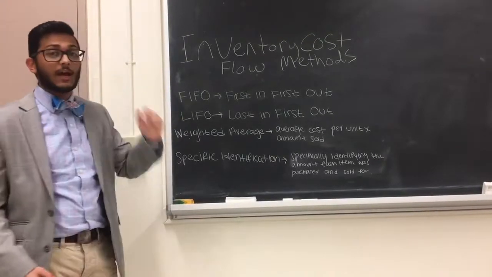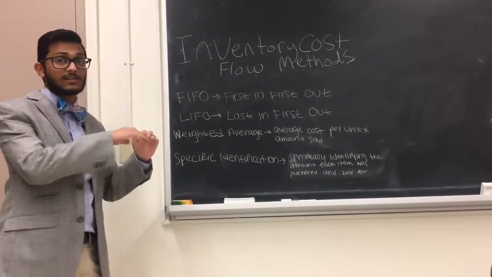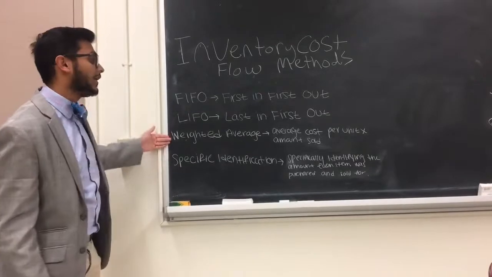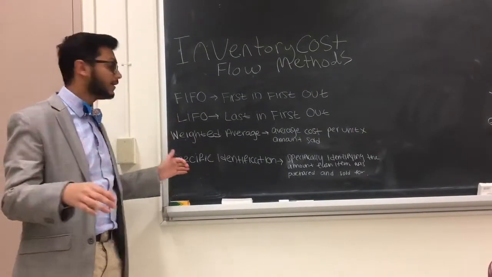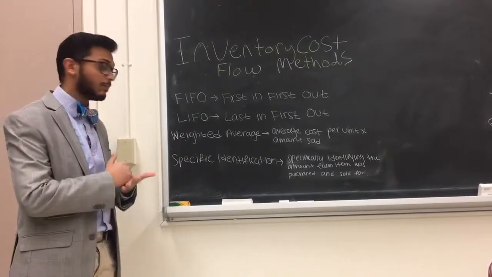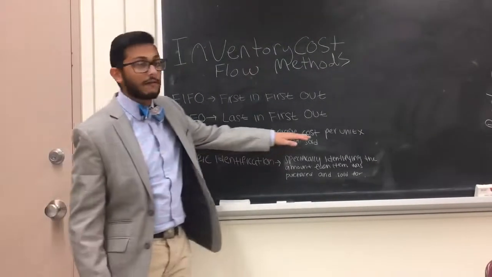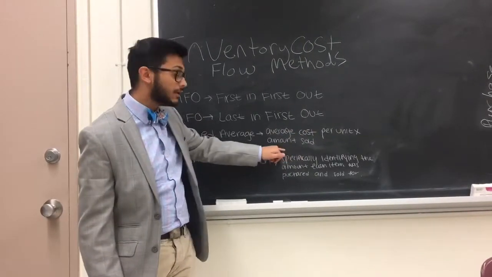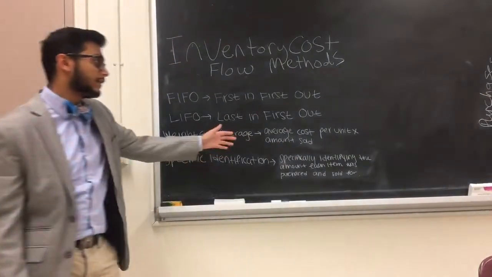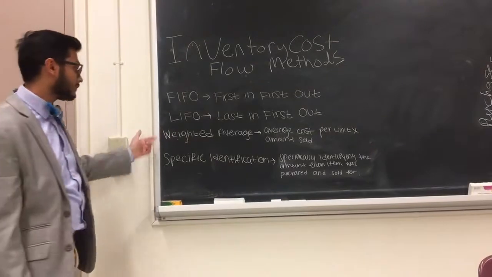For LIFO, you're going to do the opposite. You're going to start with the most recent purchase and sell from that. For weighted average, you're going to take the total cost of all of your inventory divided by the total number of units that you purchased, and that's going to give you the average cost per unit. You're going to multiply that cost by however many units you're going to sell, and that's going to give you the weighted average cost.